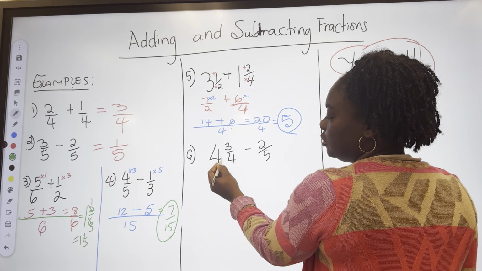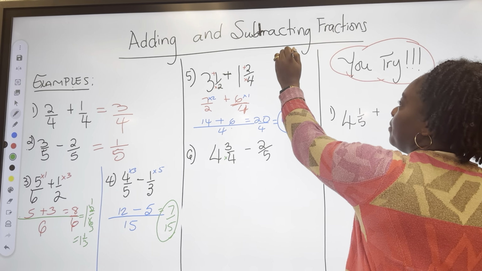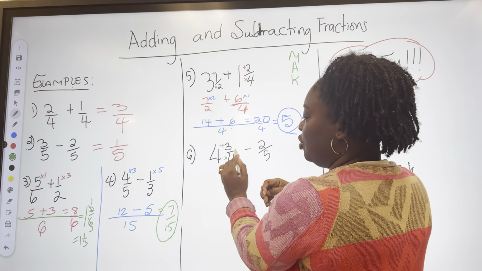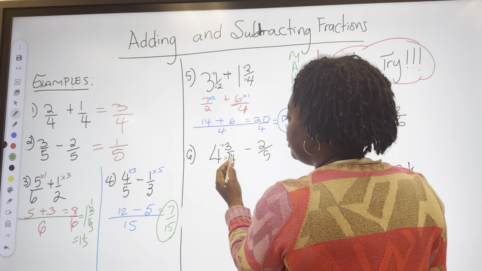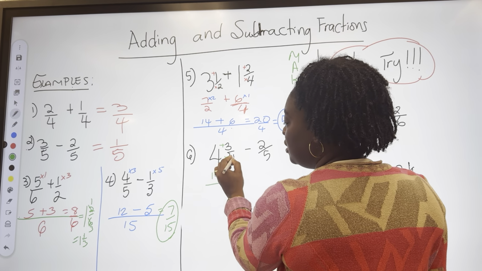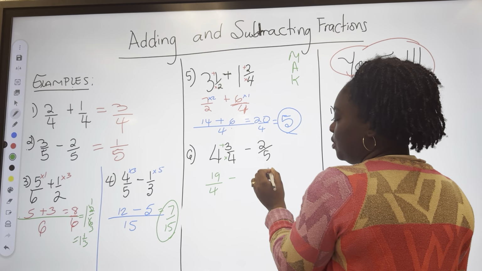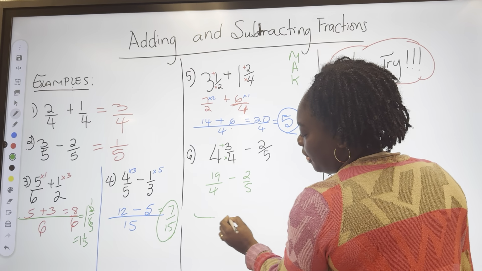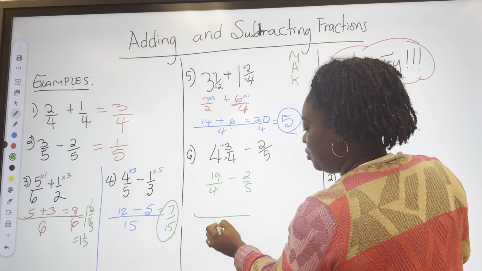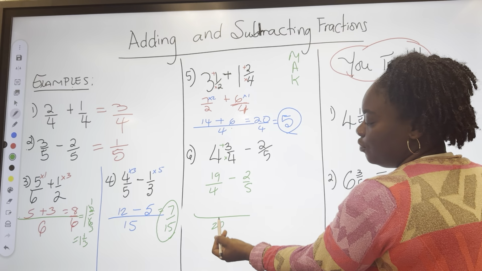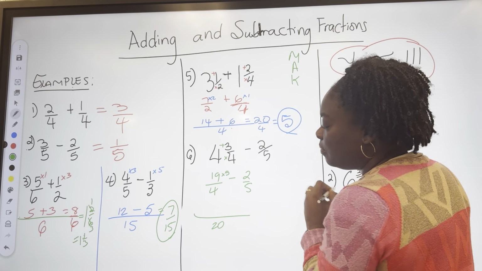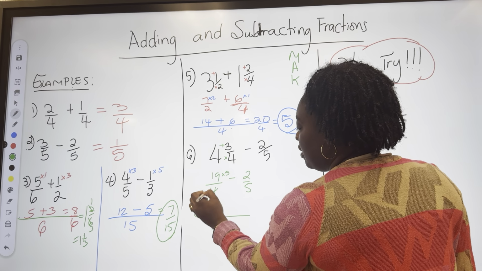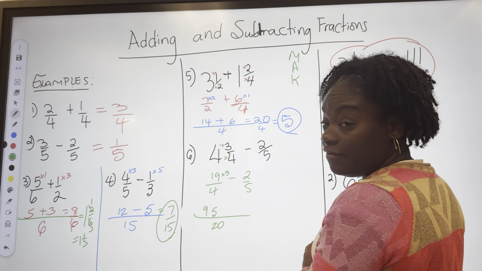Let's take this one. So remember, the MAC method: multiply, then add, and you keep the denominator. 4 times 4 is 16, and 3 is 19, keep the denominator. All right, 2 over 5. What's my LCM? 20. 4 into 20 goes 5 times. 5 times 19 is 95, right?